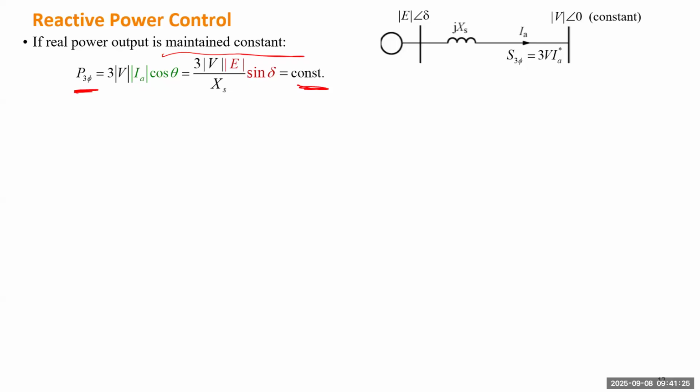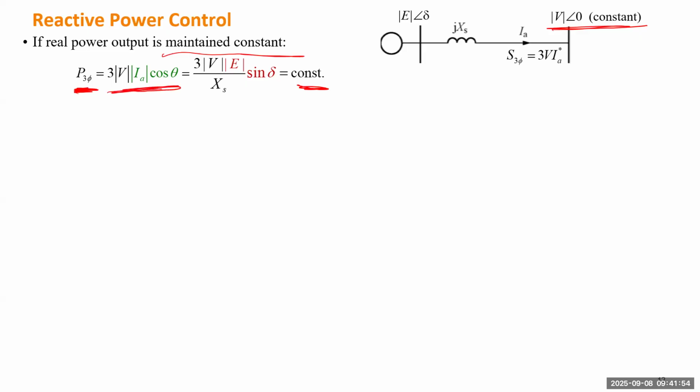Also, because here we assume the other side of the system is an infinite bus, the voltage is also constant. So the only things you can change will be the current and the excitation voltage E. Okay, so how are we going to change the power factor of the generator to meet the requirement for reactive power? The three-phase reactive power can be calculated from the first formula.